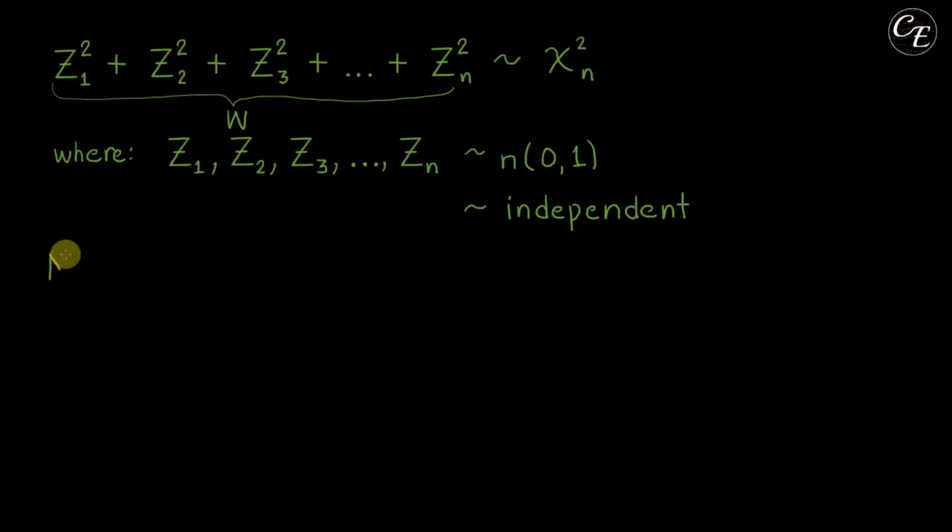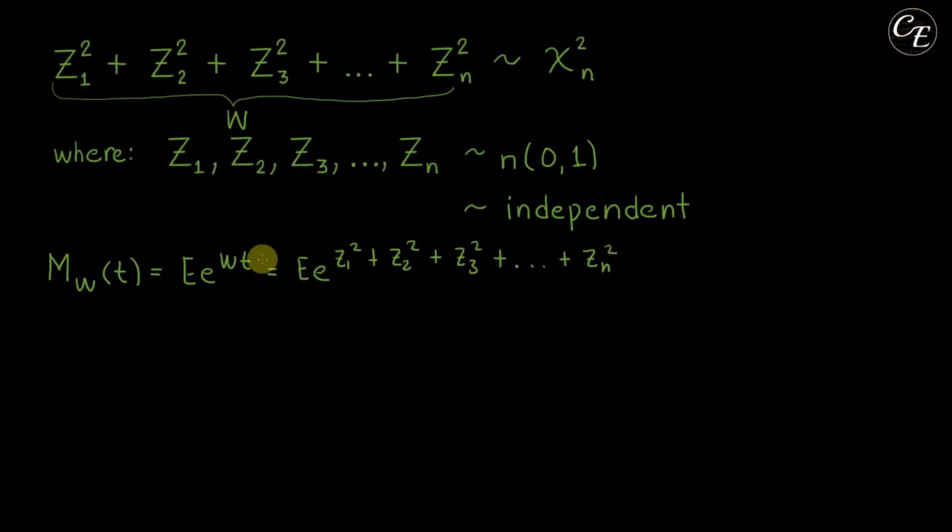So we have here, we know the formula for this one, which is the expectation of e raised to wt. Then let us substitute this for w in here. So we have here expectation of e raised to z sub 1 squared plus z sub 2 squared plus z sub 3 squared plus etc. until z sub n squared, then times t.